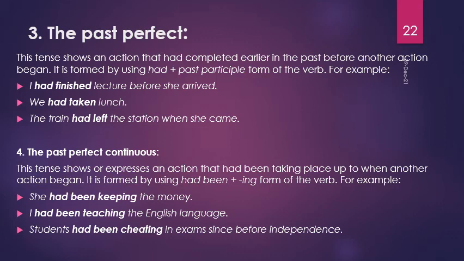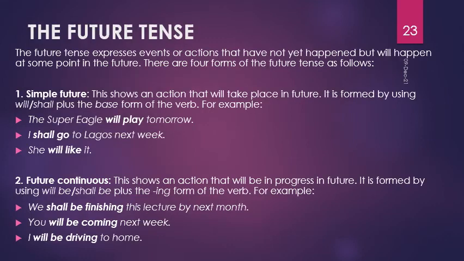So we can see the difference between the past perfect and the past perfect continuous, where in the past perfect we use had plus the past participle of the verb, and in past perfect continuous we use had plus been plus the progressive form of the verb, which is the ing form.